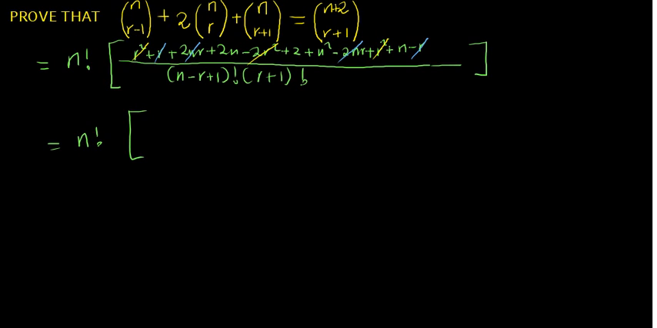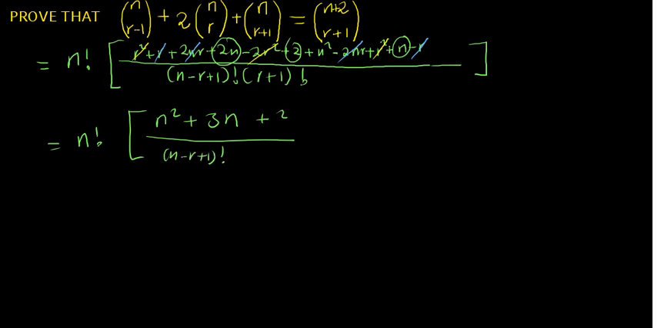And what are we remaining with? We have got n squared there, and then we have got 2n plus, okay, plus this n, that is going to give us positive 3n. What else? We have got a positive 2 there, plus 2, and then divided by n minus r plus 1 factorial, and then r plus 1 factorial. So this is going to give us n factorial.